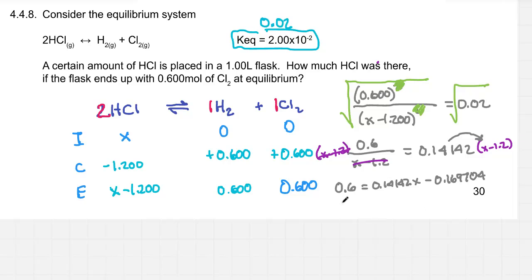This is just a number. This is a term in x, and this is just a number. So I want to get my x's alone on one side, like on the right where they are now, and I'll get all my numbers over to the left side. So I'm going to add 0.169704 to each side.